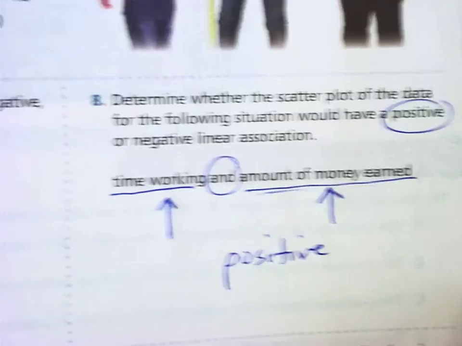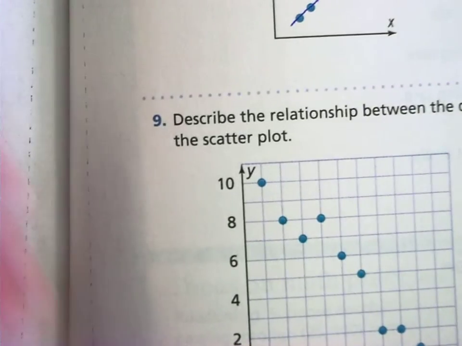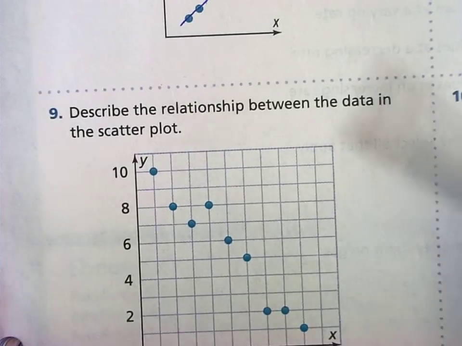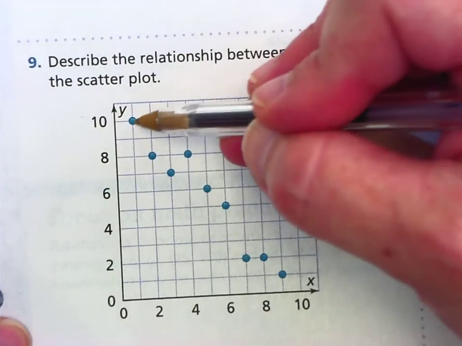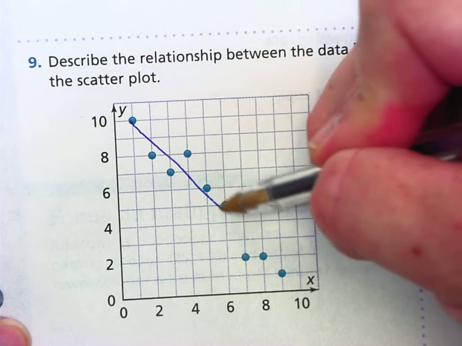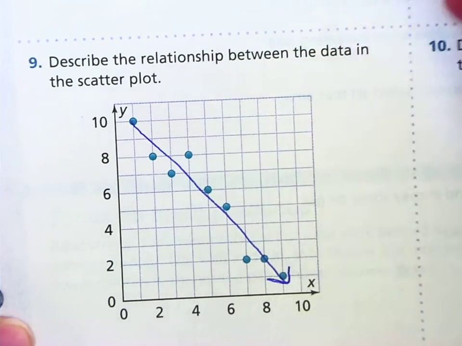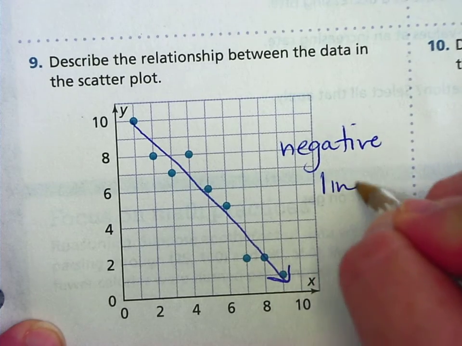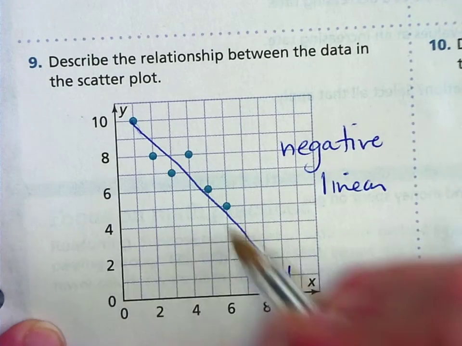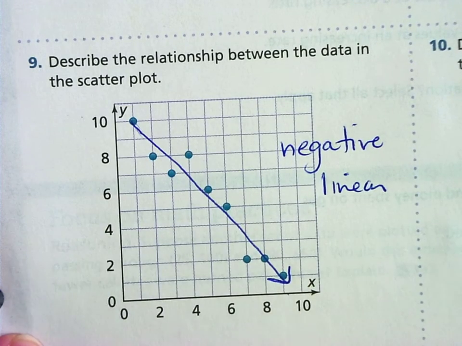Okay, so then let's take a look at this next one. Describe the relationship between the data and the scatter plot. If you follow the data from left to right, start on the left side and follow the data, it is going down. So we would say that's a negative linear association. It's negative because it's going down. That would have a negative slope, and linear because it's forming a straight line.